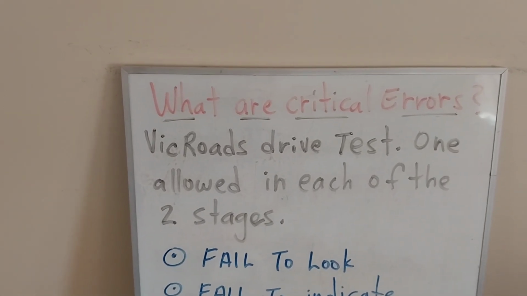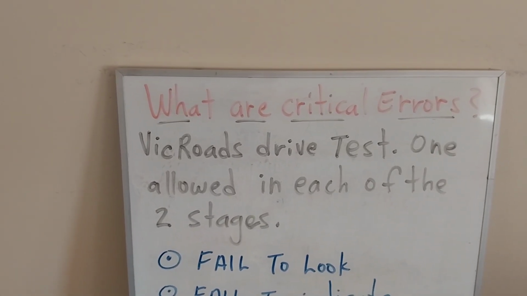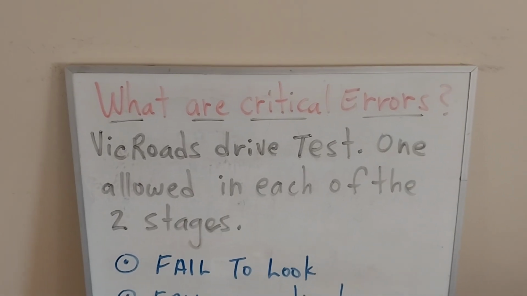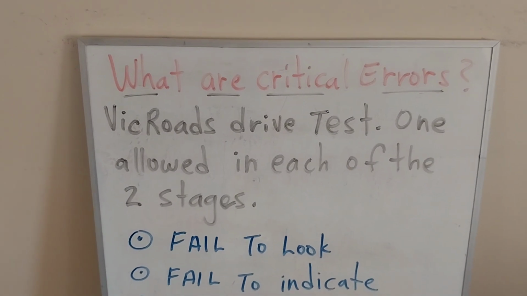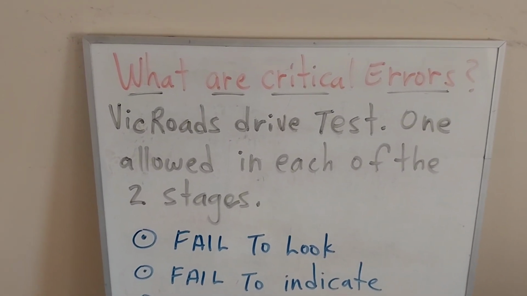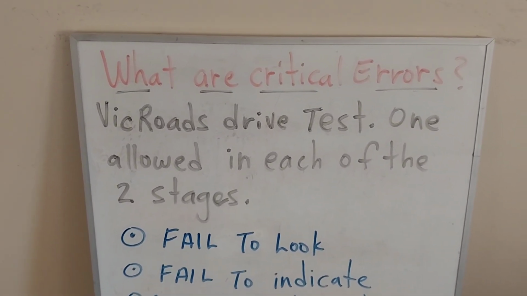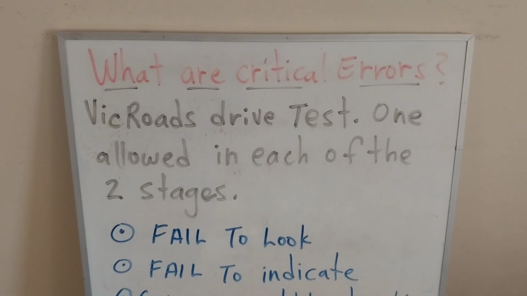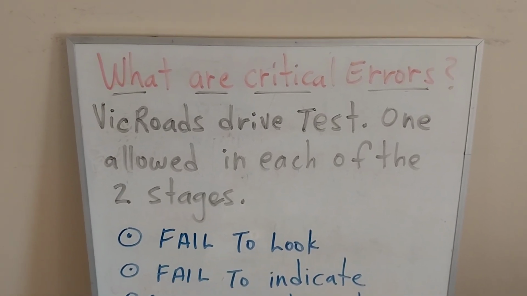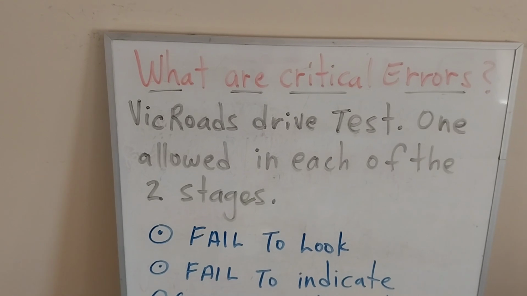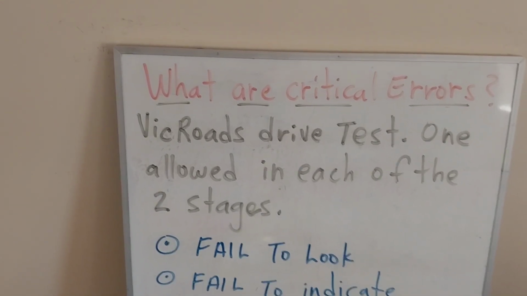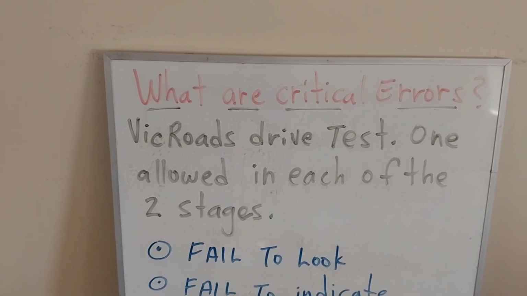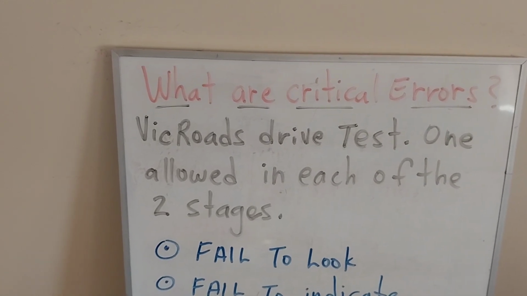Greetings and welcome. In this video, we are looking at what are critical errors during a drive test in Victoria. So VicRoads drive test, critical errors, one allowed in each of the two stages. The drive test in Victoria is in two stages, stage 1 and stage 2. Stage 1 is approximately 10 minutes and stage 2 is approximately 20 minutes. So the total drive during stage 1 and stage 2 is approximately 30 minutes.